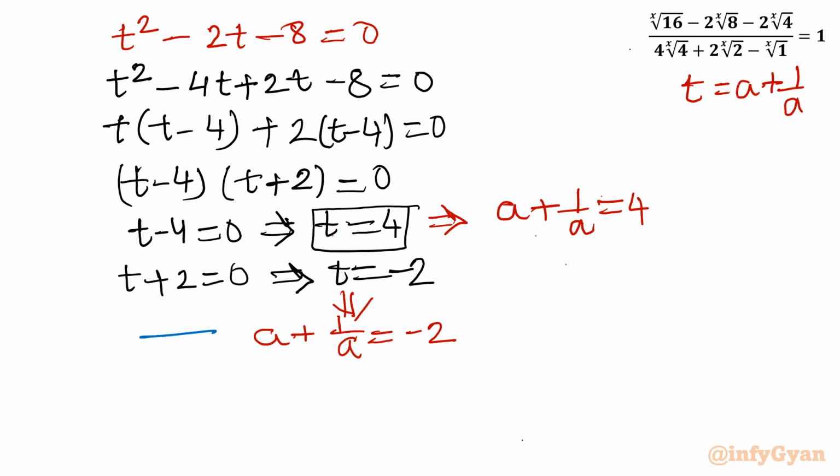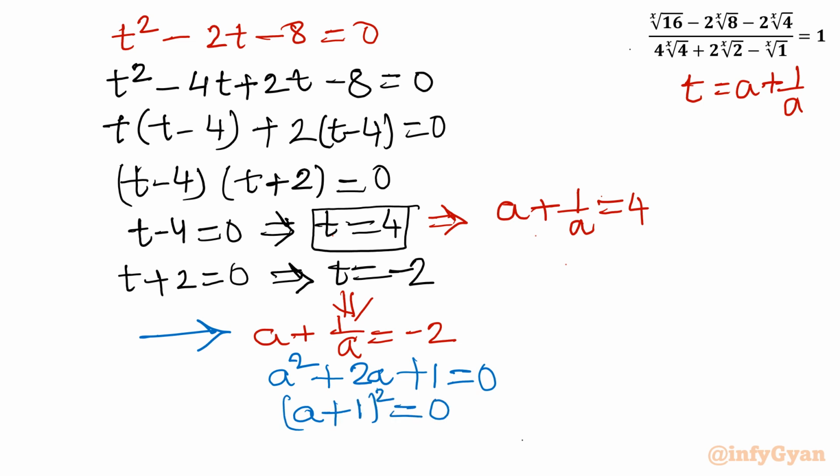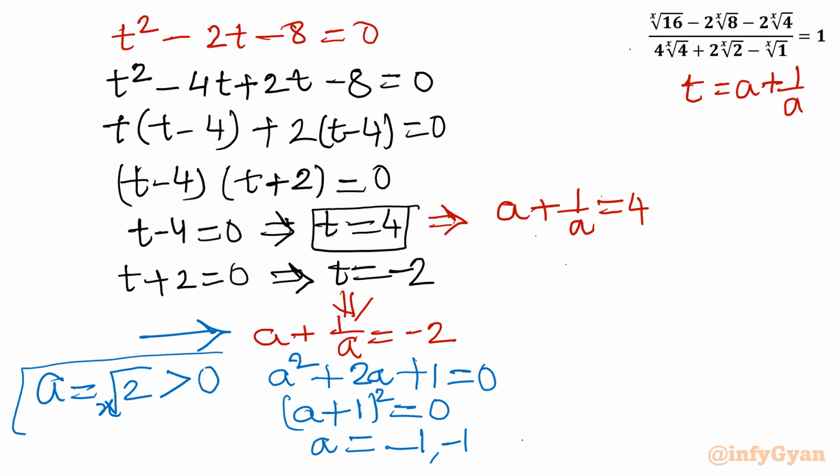So if I solve this equation first, then I will write a square plus 2a plus 1 equals 0 after taking LCM. Or this is a perfect square: a plus 1 whole square equals 0. So from here we will have a equals negative 1 and negative 1. And if you remember, a was the xth root of 2, which cannot be negative. It must always be greater than 0. So we will reject this solution. I will write here rejected.